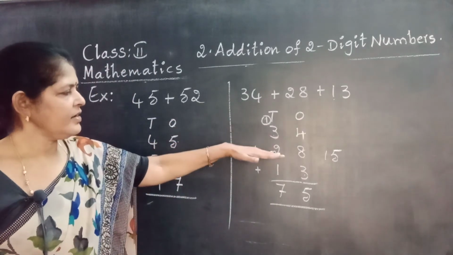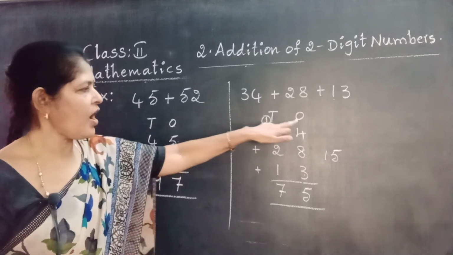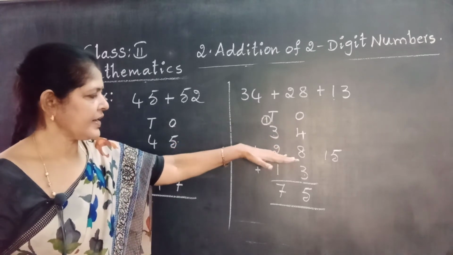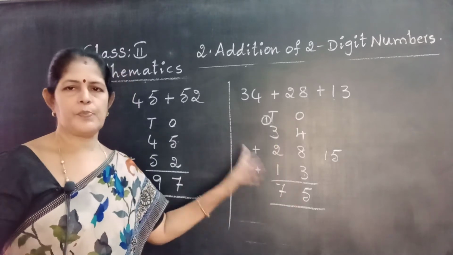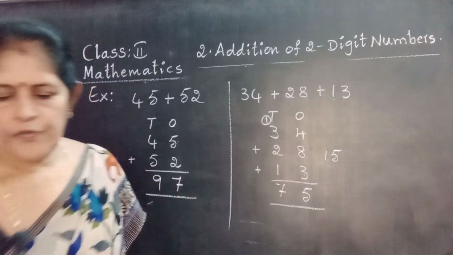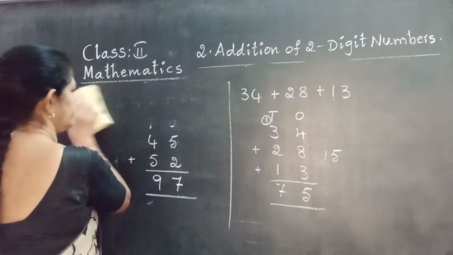Arrange the addition correctly. Put the columns. First number, second number, third number. Ones place number in the ones place. Tens place number in the tens place. Now verifying the addition.